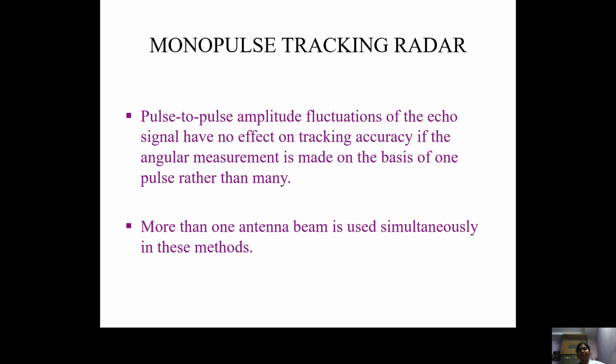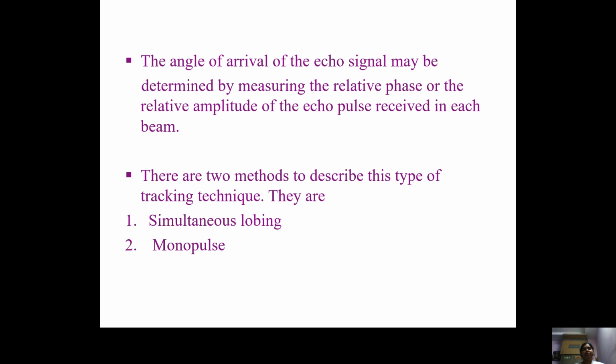More than one antenna beam is also used simultaneously in these methods. In sequential lobing or conical scan modulation, only a single antenna beam is used for searching for the targets, whereas here more than one antenna beam is used. That is why it also employs the technique called simultaneous lobing. The angle of arrival of the echo signal may be determined by measuring the relative phase or relative amplitude of the echo pulse received in each beam.